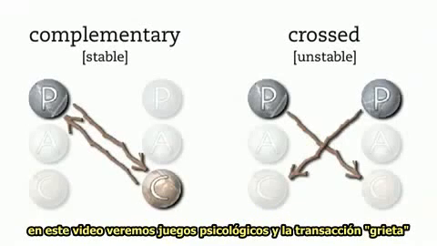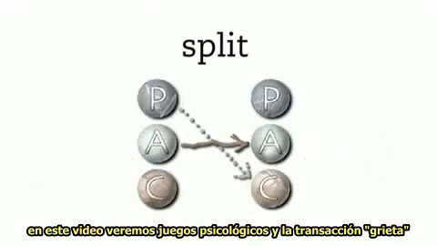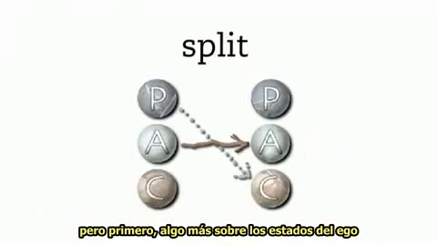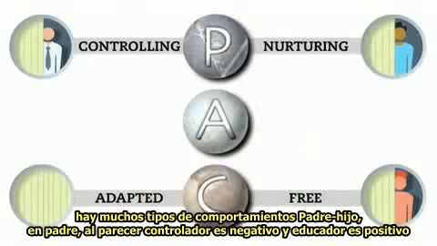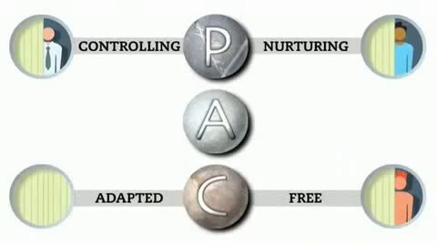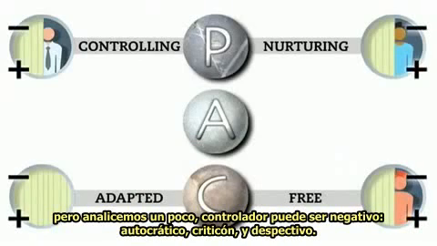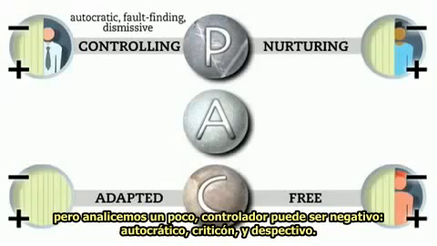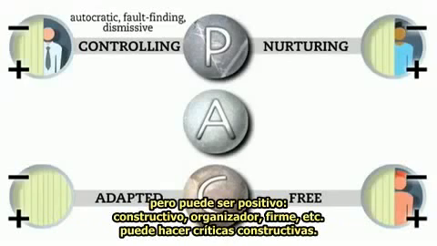In this video, I'll be looking at games and introducing the split transaction. But first, a little more on ego states. There's huge scope for all kinds of child and parent behaviour here. Taking the parent state, on initial viewing it might seem controlling is negative and nurturing is positive. But let's look closer. Controlling can cover some very negative traits, like bossy, autocratic, fault-finding and dismissive. But it can also lead to positive experiences, where structure and direction is needed. Criticism can be given in constructive, considerate ways.